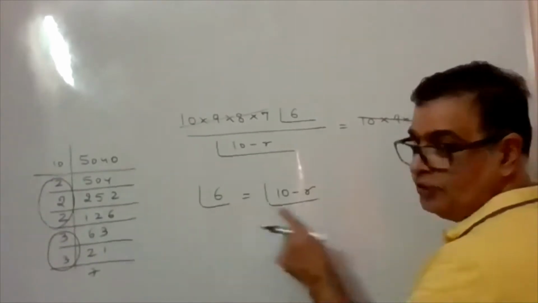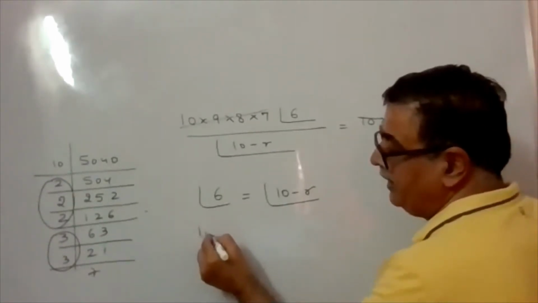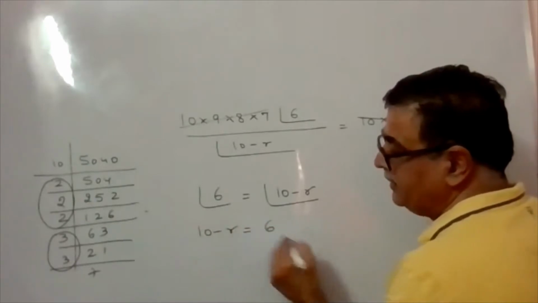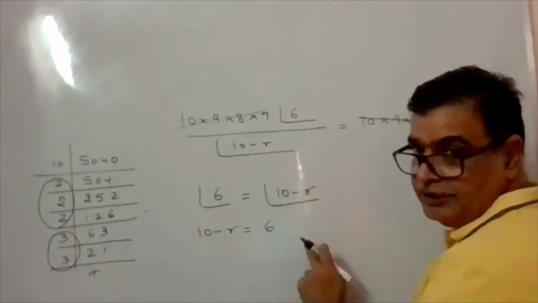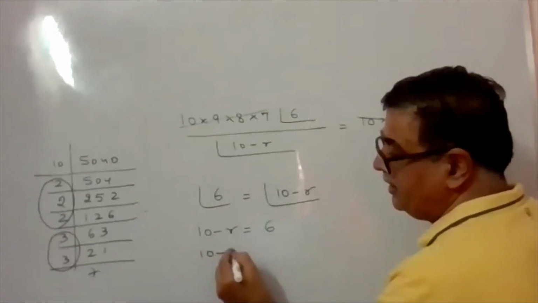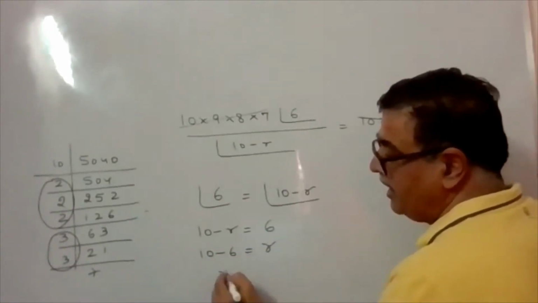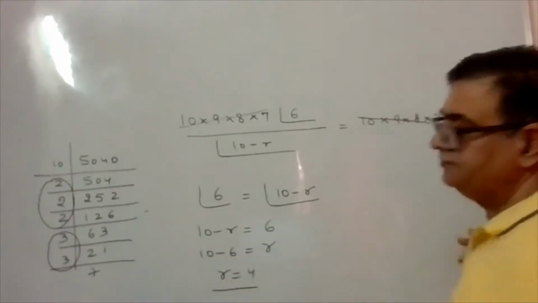And if this factorial is equal to this, what I should have, 10 minus r will be 6. R will go this side, 6 will go this side. So 10 minus 6 come out to be r. R is coming simply 4.